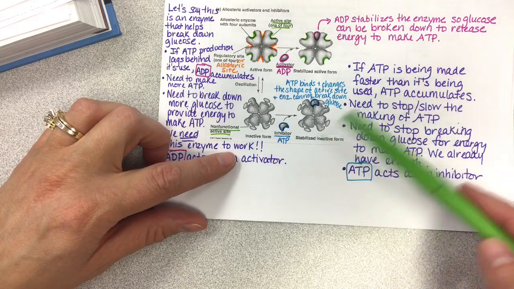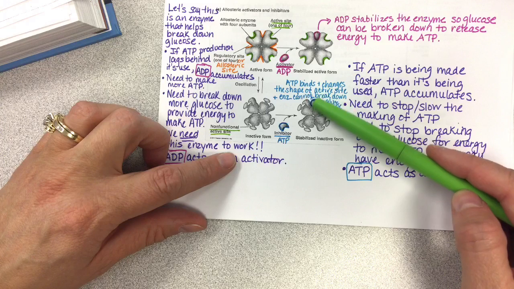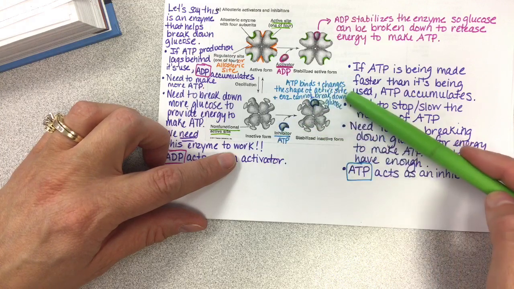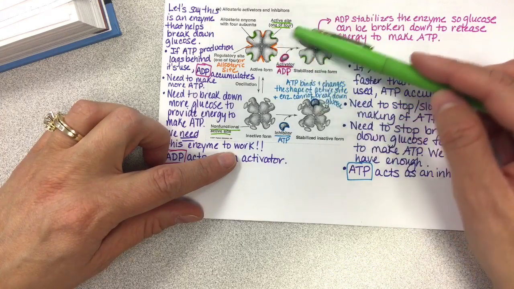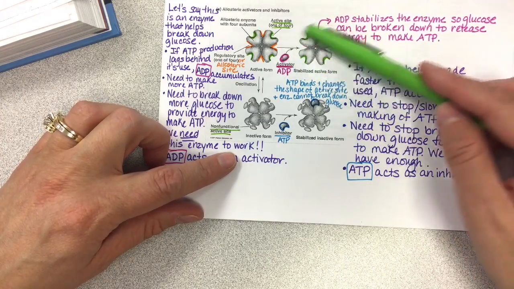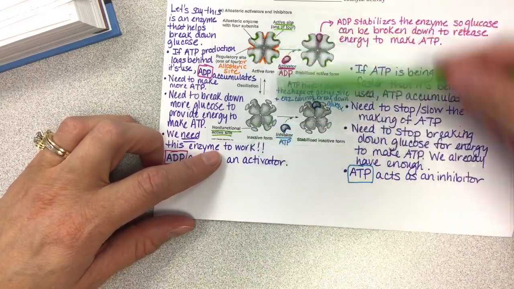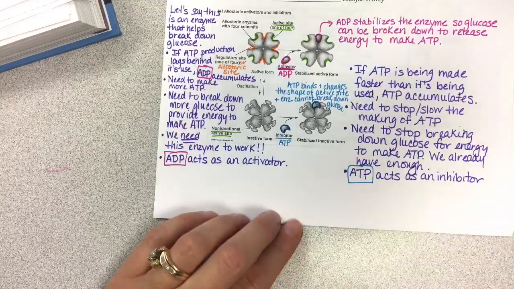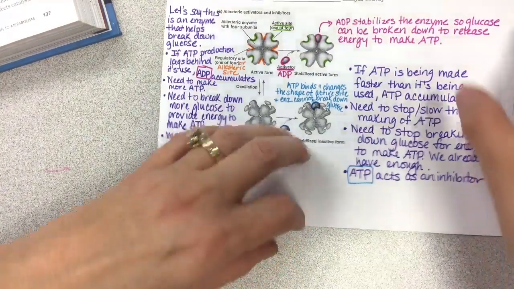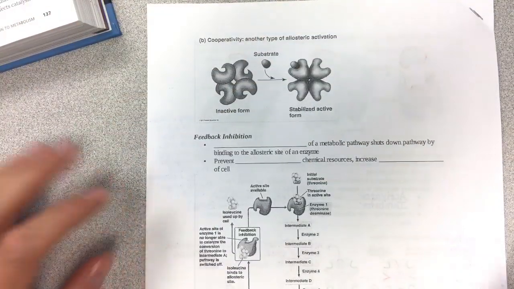Then what happens when you start using up ATP? You're going to start breaking it down into ADP. Eventually, the inhibitor will come off and you'll use this ATP for energy. And then if ADP accumulates, it'll bind and stabilize the enzyme in the active form. So it goes back and forth, oscillating between active and inactive forms.